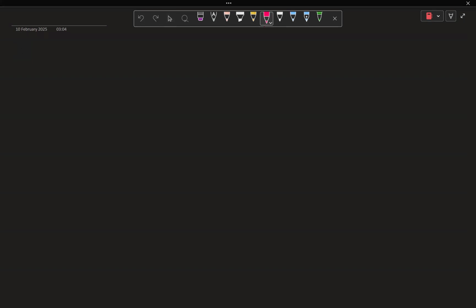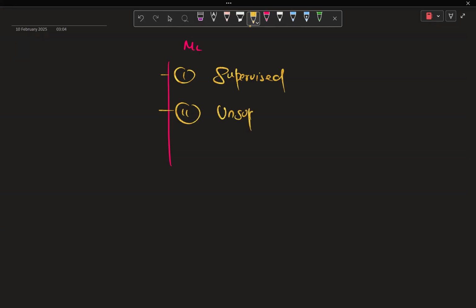See, in machine learning, you had three components, right? The first one was supervised, unsupervised, reinforcement. So who will tell, guys, what are these three things?